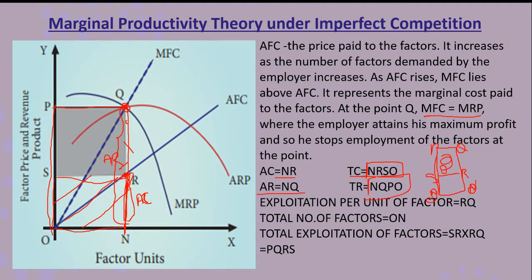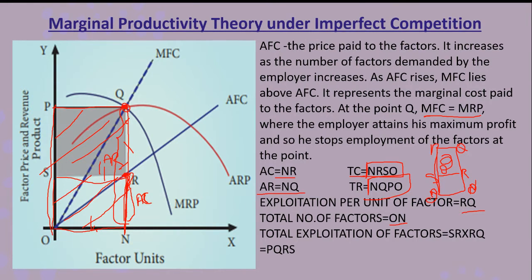Your total cost is NRSO. Your total revenue is NQPO. Exploitation per unit is RQ. But the total number of factors used is ON. So when you multiply ON into RQ, or you can also put SR into RQ, it will give you PQRS. So this area is called as your profit. This shaded part is called as the profit under the imperfect competition.